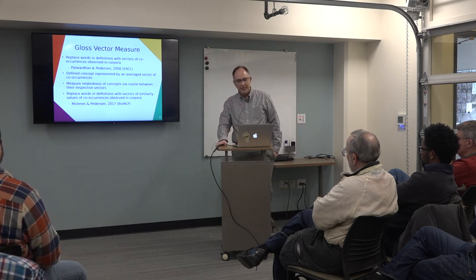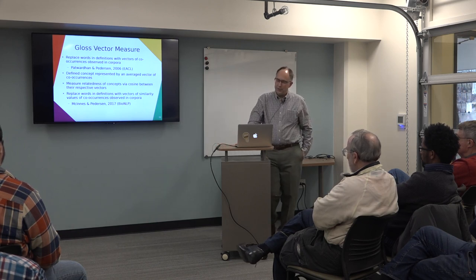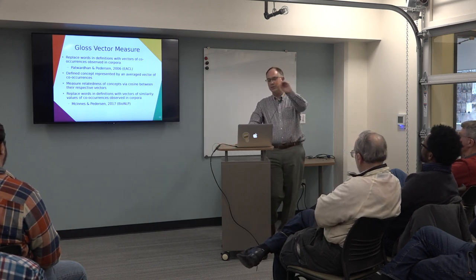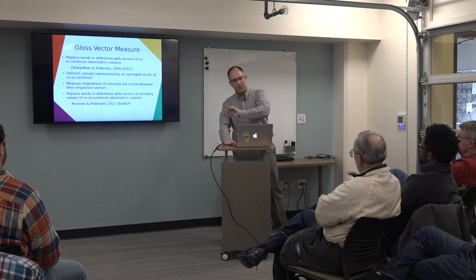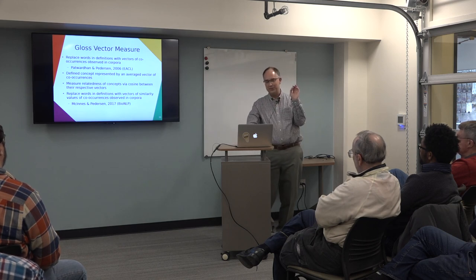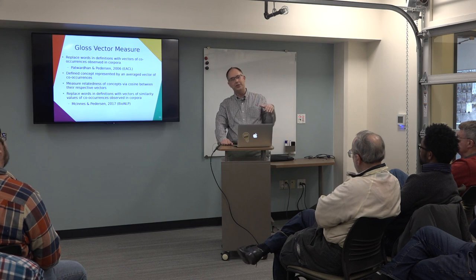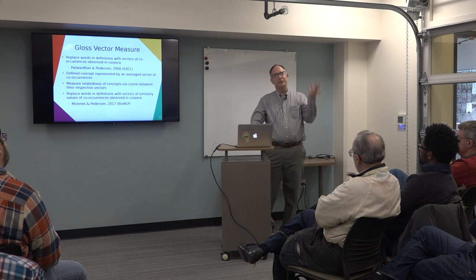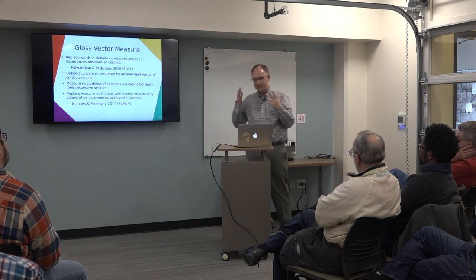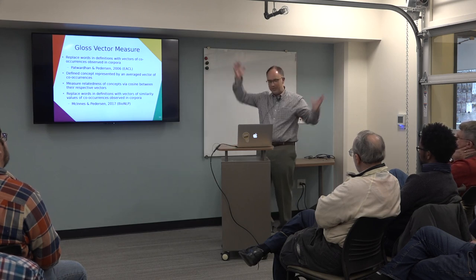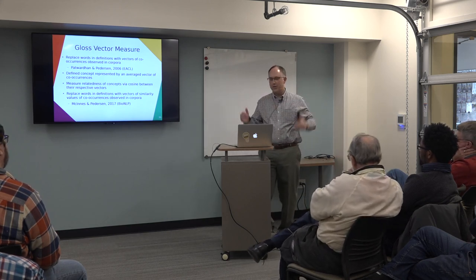And so recently we adapted the gloss vector measure yet again, and we replaced the words in definitions with vectors of similarity measures of their co-occurring words. So for example, with chemotherapy, we would have a vector that would include the similarity between, let's say, chemotherapy and survival and things like that. So we create another kind of representation that allows us to measure relatedness via these kinds of vector operations.